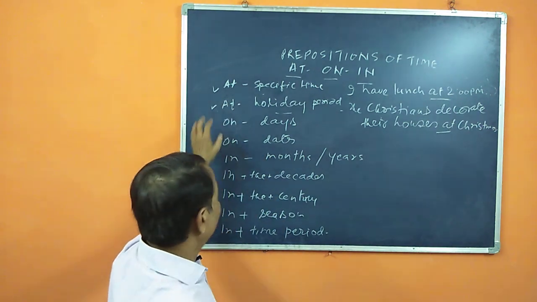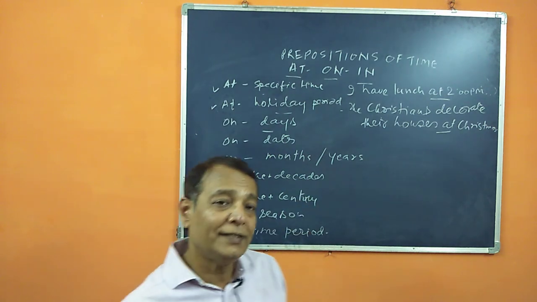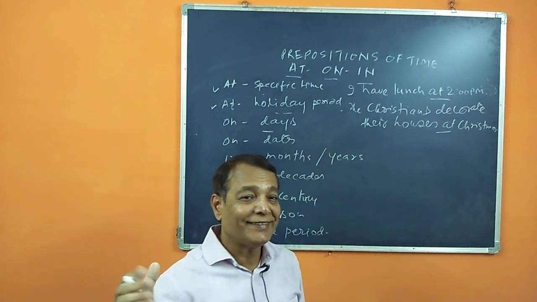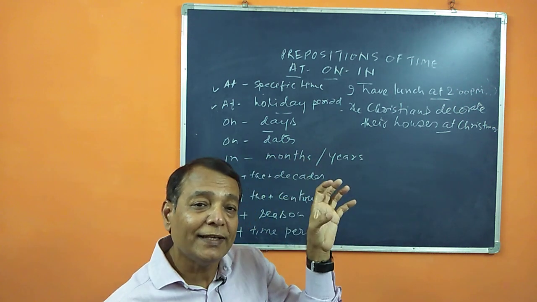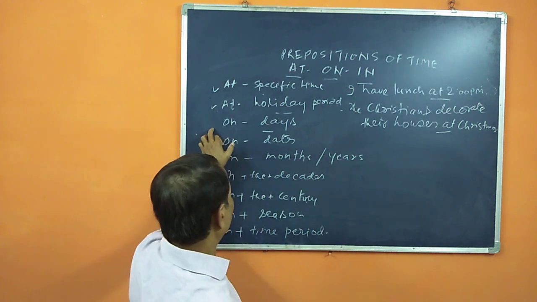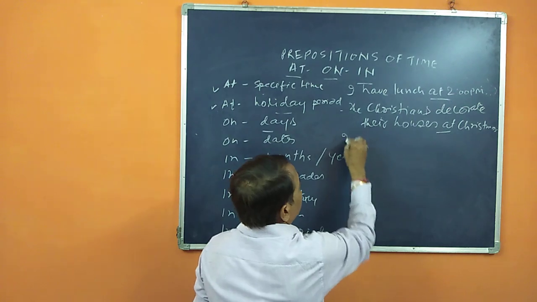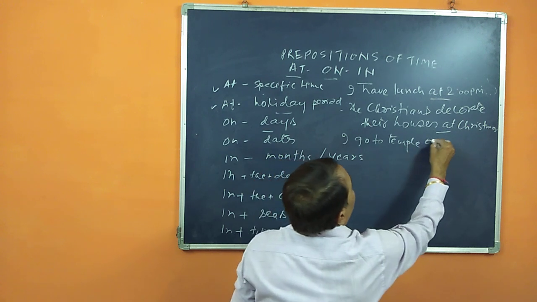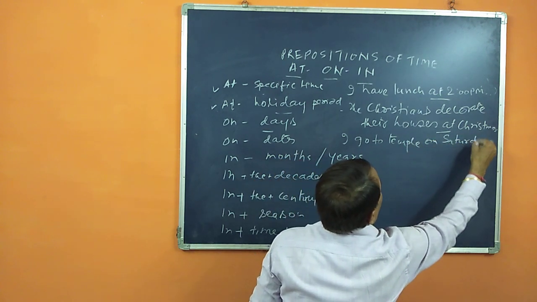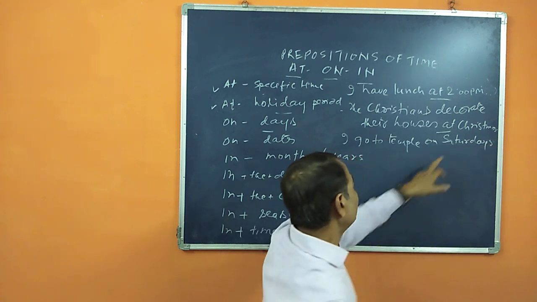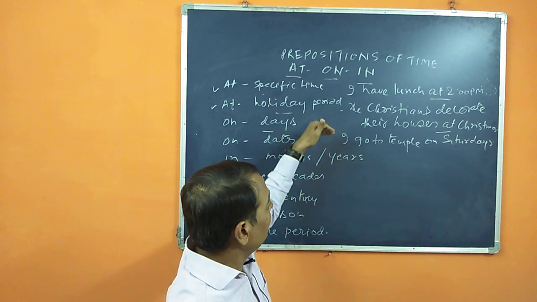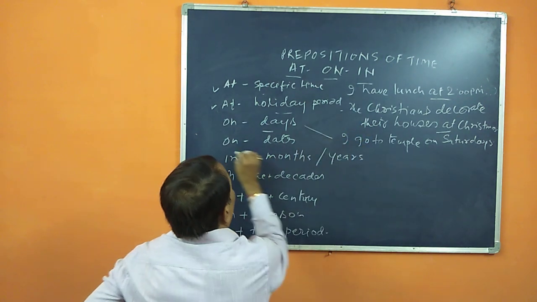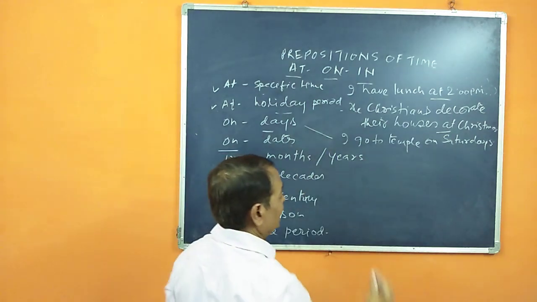On days. All the days, there are 7: Monday, Tuesday, Wednesday, Thursday, Friday, Saturday, Sunday. So whenever you are talking about a date or day, then you use on. Suppose I go to temple on Saturdays. Here I am putting Saturdays because every Saturday I go to temple. So it is a day. On dates also we have to use the same thing.